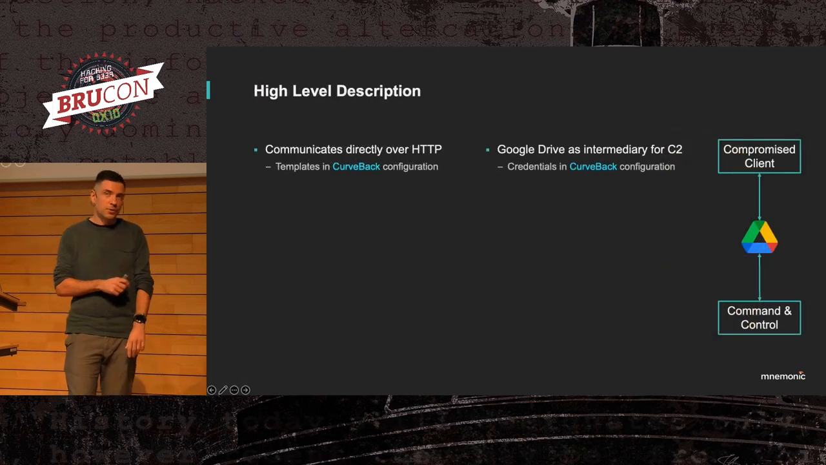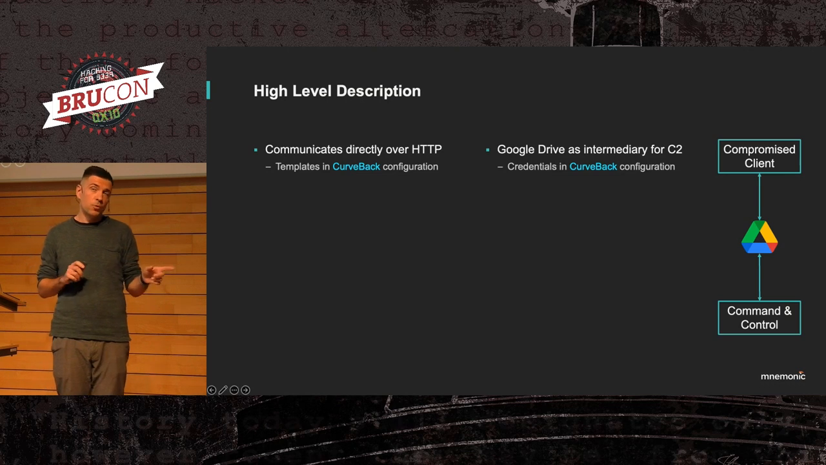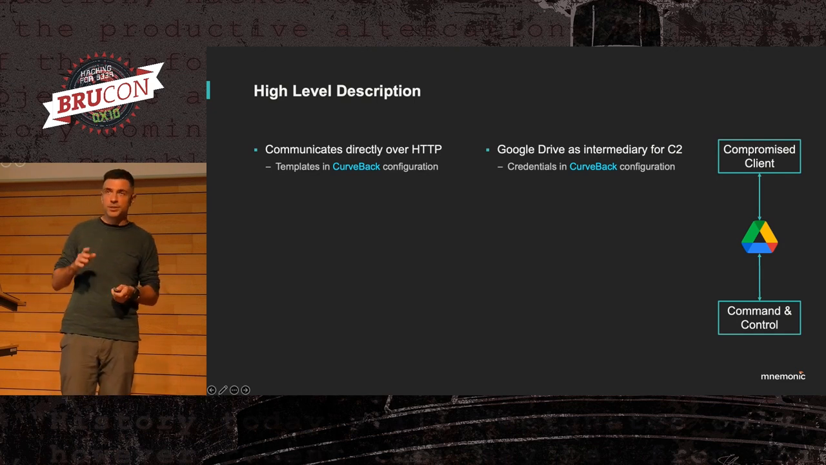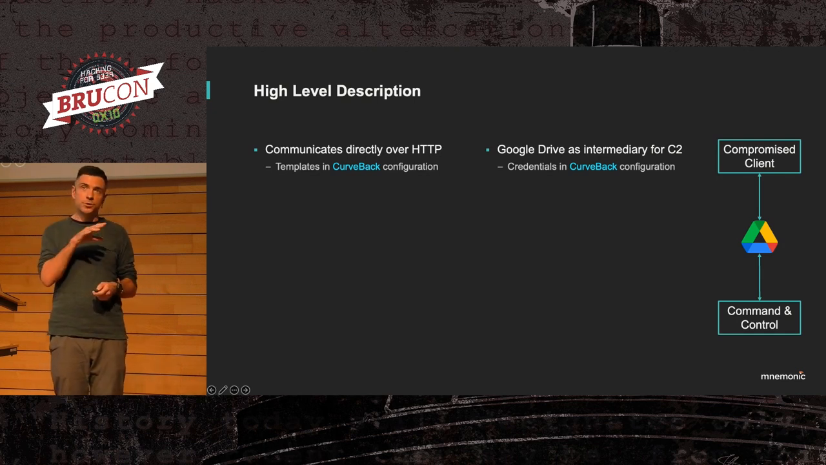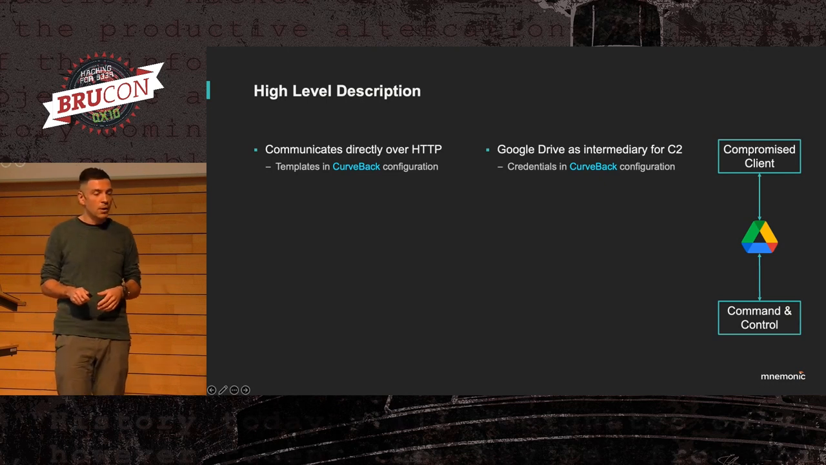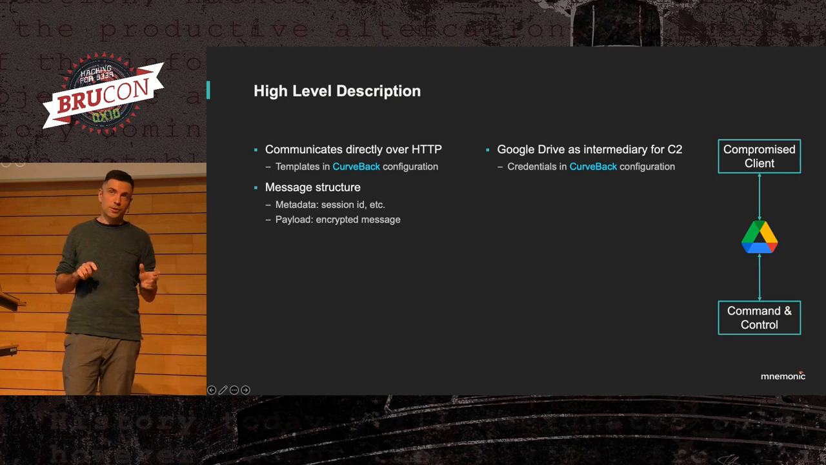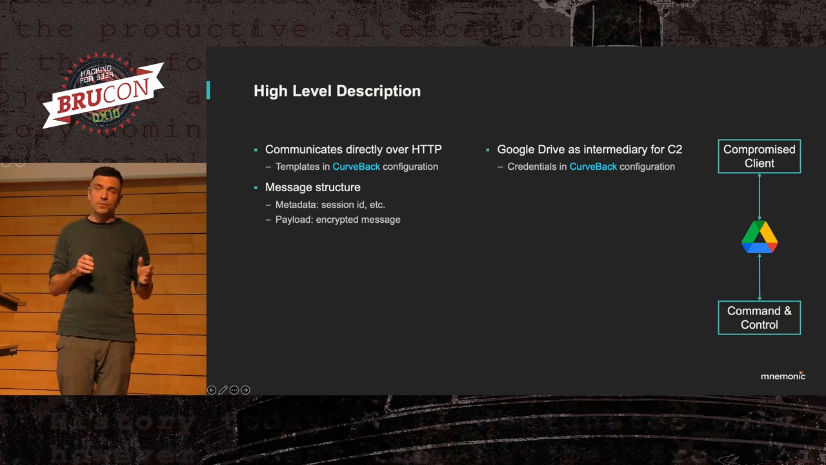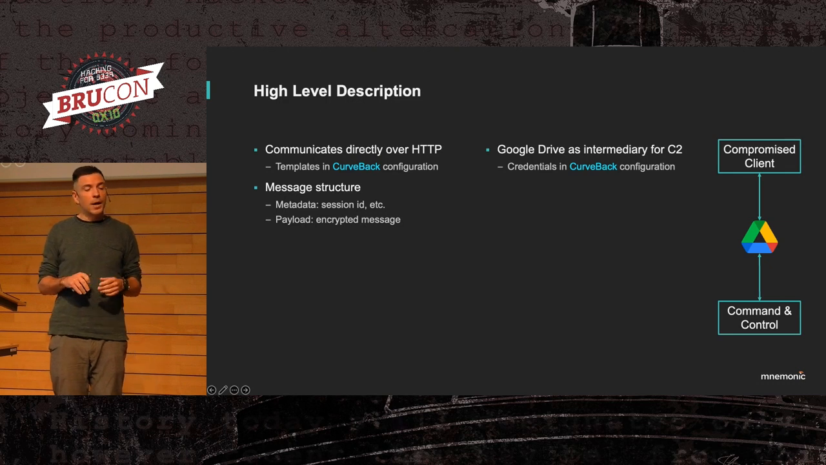So on a high-level description, we've tried to describe both network protocols, both the HTTP and the Google Drive one. So in the case of HTTP, there are templates in the CurveBack configuration. I mean, there's a C2 server as well, but in order to understand the traffic itself, there are templates that describe which URLs and some HTML templates as well that are used. And the message structure itself is divided into two parts. You have a metadata, which contains the session ID and some other stuff. And then you have the payload, which is the actual encrypted message.